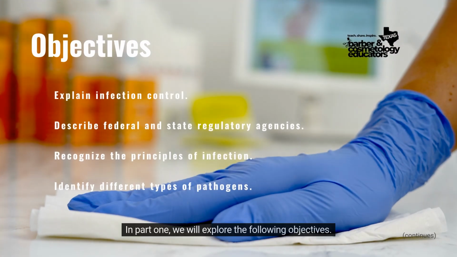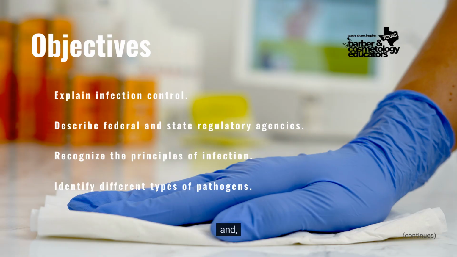In Part 1, we will explore the following objectives. Explain infection control. Describe federal and state regulatory agencies. Recognize the principles of infection. And identify different types of pathogens.